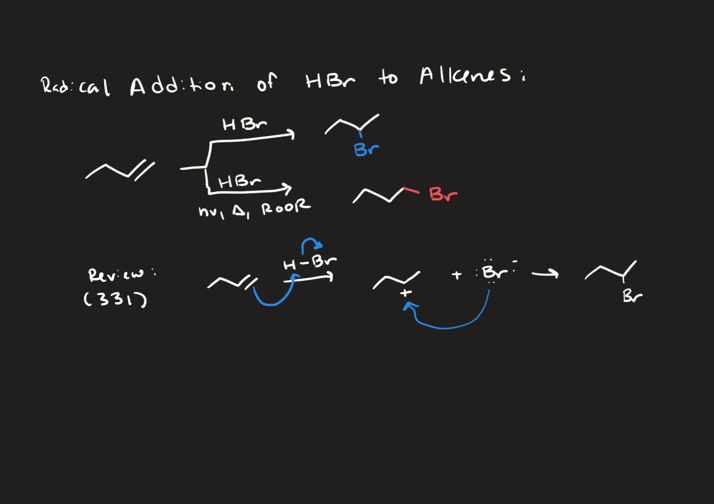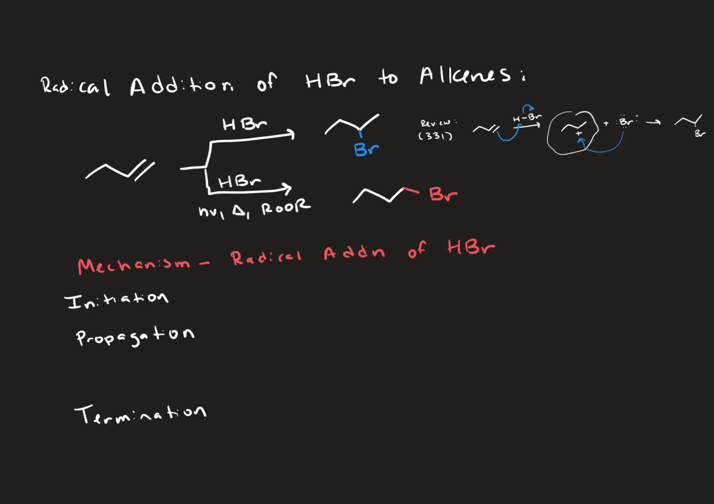And the key to this selectivity is this carbocation. We want the more stable carbocation formed. So I'm going to have that mechanism up here in the upper right to compare to the radical addition mechanism. So here I'm going to show the radical addition with peroxides as our initiator, and that's really the only thing we'll see in this class.